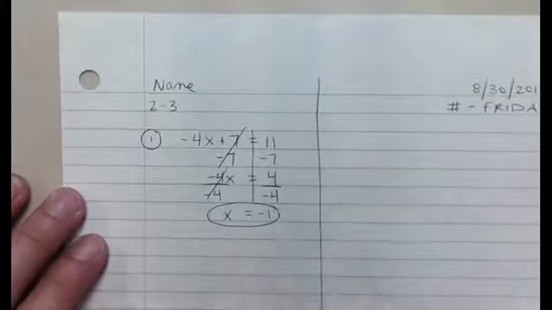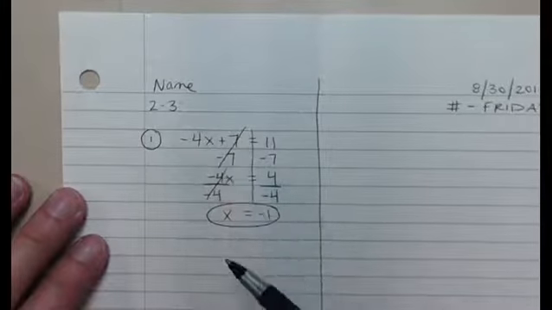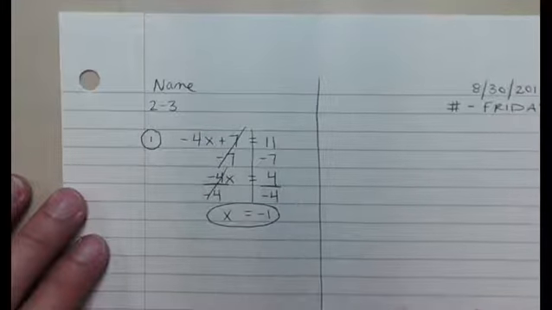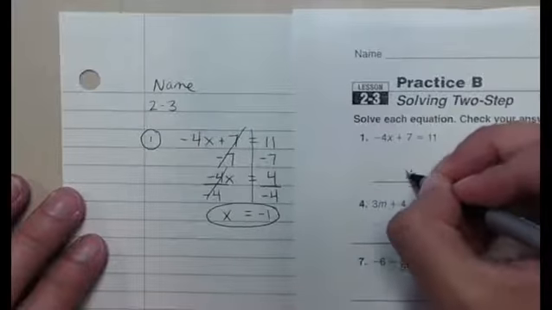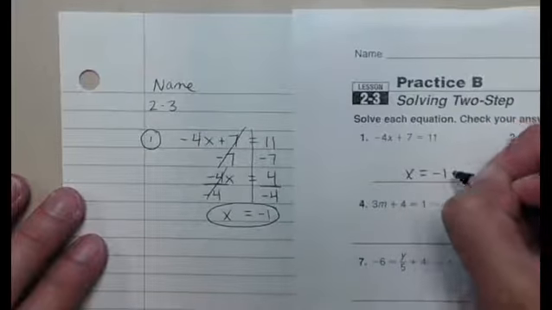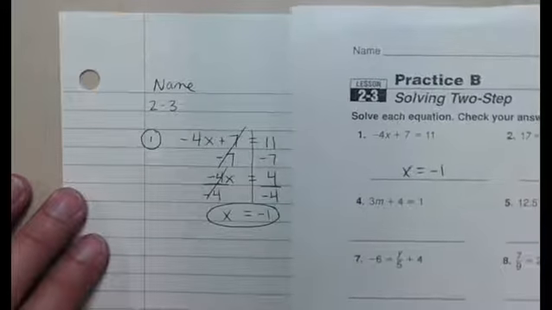I'm going to circle my answer. Some of you, I would want you to check it, so plug it back in. You can do it in your head or your calculator. Check that to make sure it's a true statement. And then on your paper, I'm going to put x is equal to -1. You can highlight it on the paper. That's totally up to you. So again, show me your work.